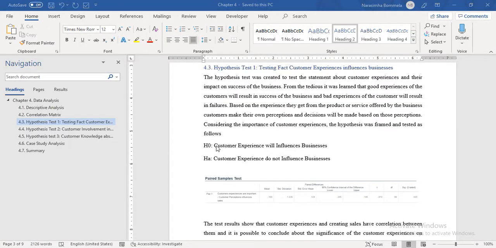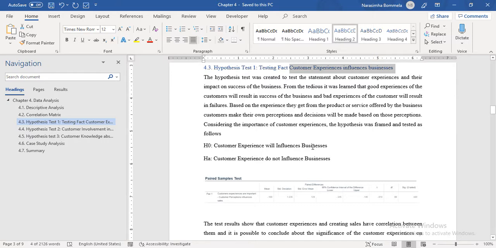Hypothesis will be written something like this. Fact: customer experiences influence business. This is one hypothesis. This is the dependent variable actually, for which we are creating a hypothesis. Hypothesis consists of a null hypothesis and an alternative hypothesis.